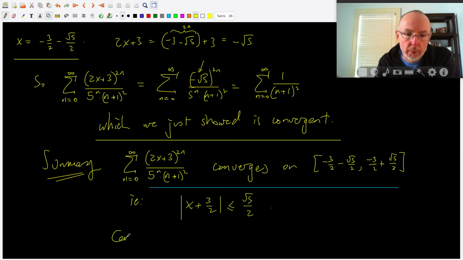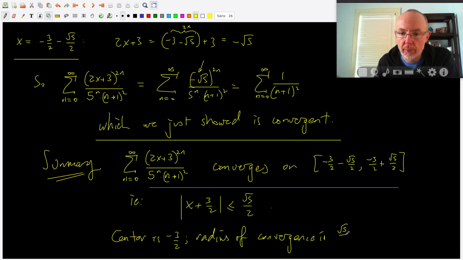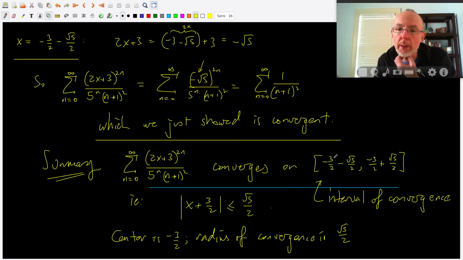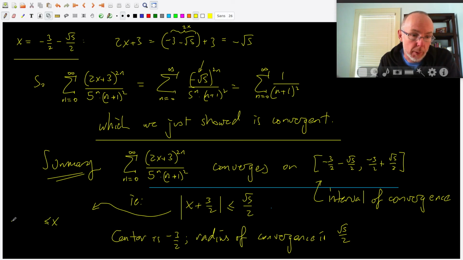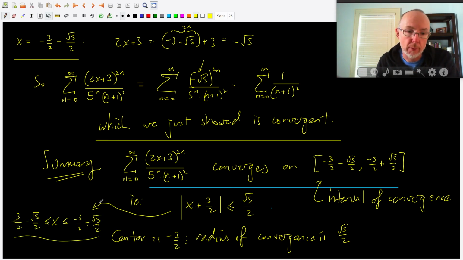In other words, the center here is minus 3 over 2. The radius of convergence, which we found before, we knew that from the ratio test, is the square root of 5 over 2. The interval of convergence is all the values of x that are greater than or equal to minus 3 over 2 minus the square root of 5 over 2, and that are less than or equal to minus 3 over 2 plus the square root of 5 over 2. In other words, this inequality is describing the interval of convergence because it's saying precisely what I just said. And that's the interval of convergence written in inequality form, and here it is written in our interval notation. Okay, well, that's quite a complicated problem, right?